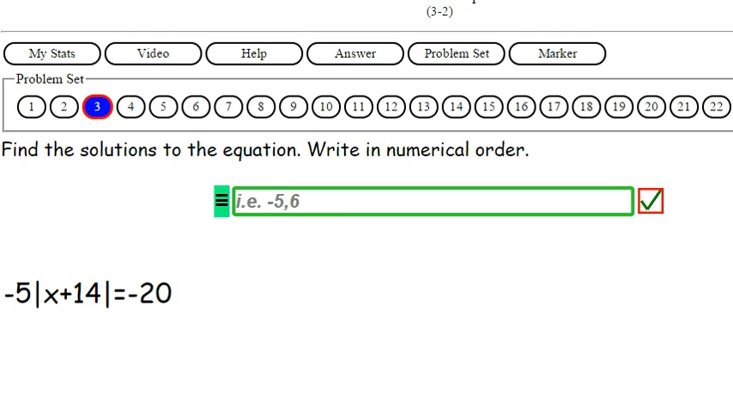Alright, so let's spend a second here and let me write this down. Negative 5 absolute value of x plus 14 is equal to negative 20. What are we going to do here? Go over to the whiteboard.